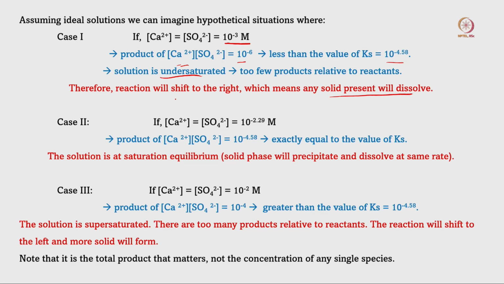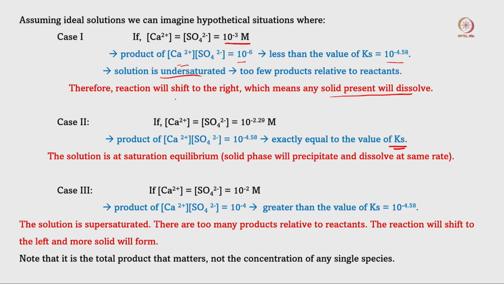In a case where both concentration terms are equal to 10 to the power minus 2.29 moles, the product of these two terms becomes 10 to the power minus 4.58, which is exactly equal to the value of Ks, the solubility product. Then we say that the solution is at saturation equilibrium.